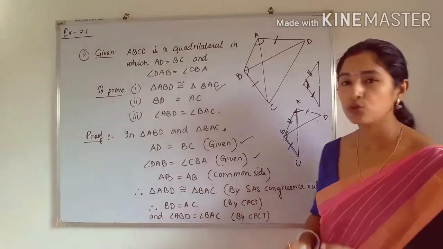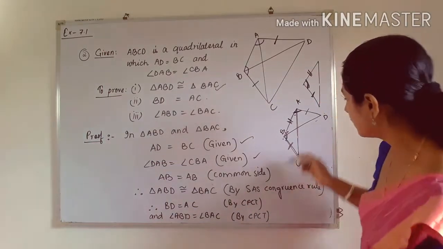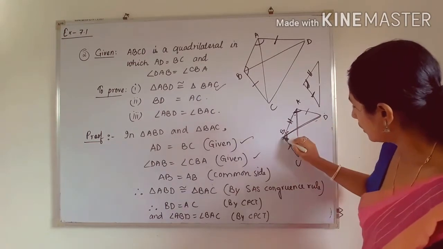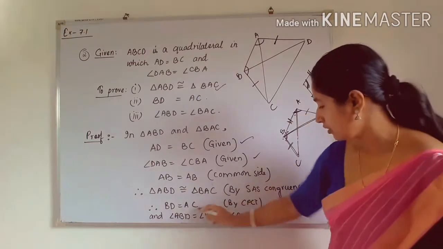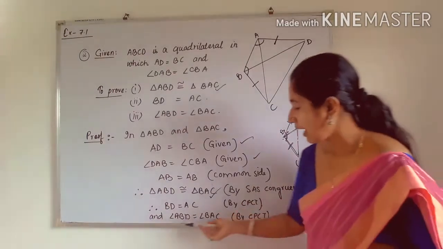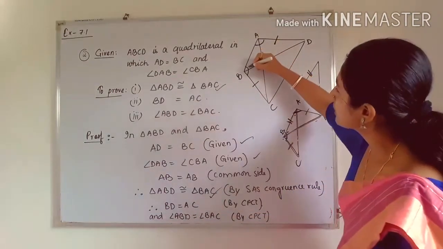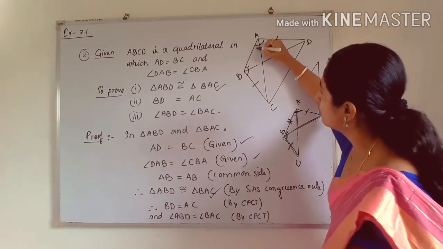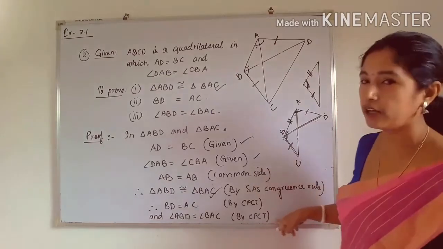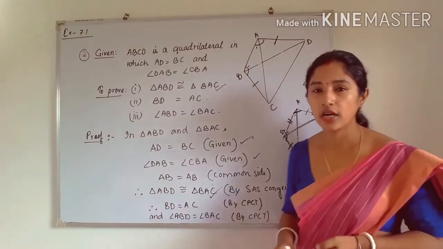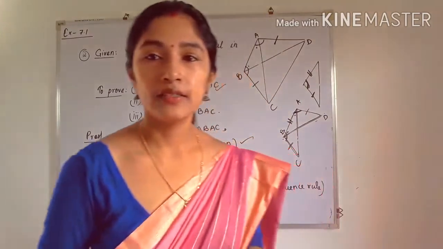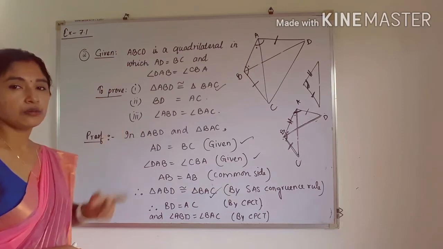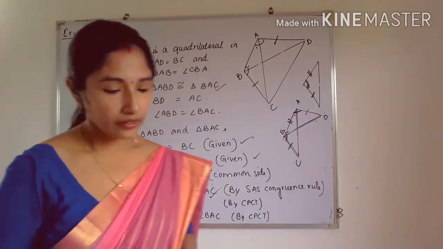So if this is true, then by CPCT we can say that the corresponding parts, the remaining parts, BD is equal to AC. So by CPCT. Similarly, angle ABD, this angle, which lies in triangle ABD, is equal to this angle, angle BAC. So again you have to write by CPCT. The last line you have to write by yourself. What we have to write? Hence, 1, 2 and 3 are proved.